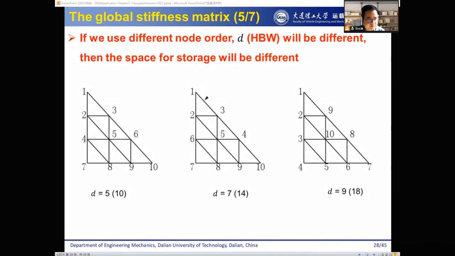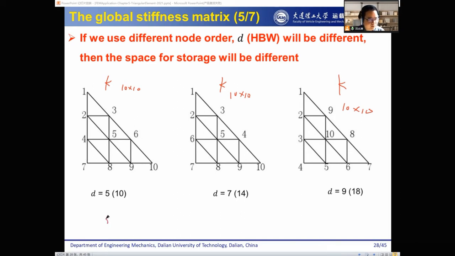In the example here, we have the same structure, but we arrange the nodes in different ways. Let's have a look at how we calculate. For the global stiffness matrix, these three are the same, right? Because they have the same number of nodes, it is a 10 by 10 matrix. But in terms of the reduced matrix, they are different because the node numbers are arranged in different ways.